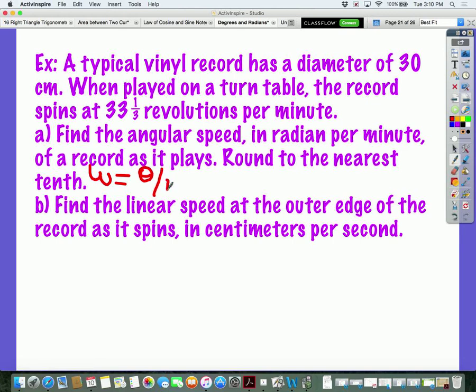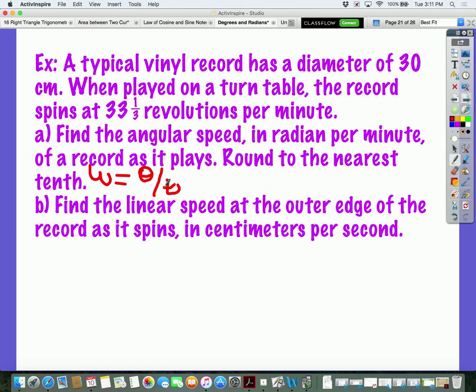Omega equals theta over t, where theta represents what? Angle of rotation. Okay? Well, that angle, how do you think we're gonna figure that out? Plug it in. Plug in what? So you're saying 33 1/3 represents theta? That's revolutions per minute. So just take the 1/3 and see 1/3 of the 360 degrees. That's our angle. Well, not just the 1/3. It will be all of it together, the 33 and the 1/3.